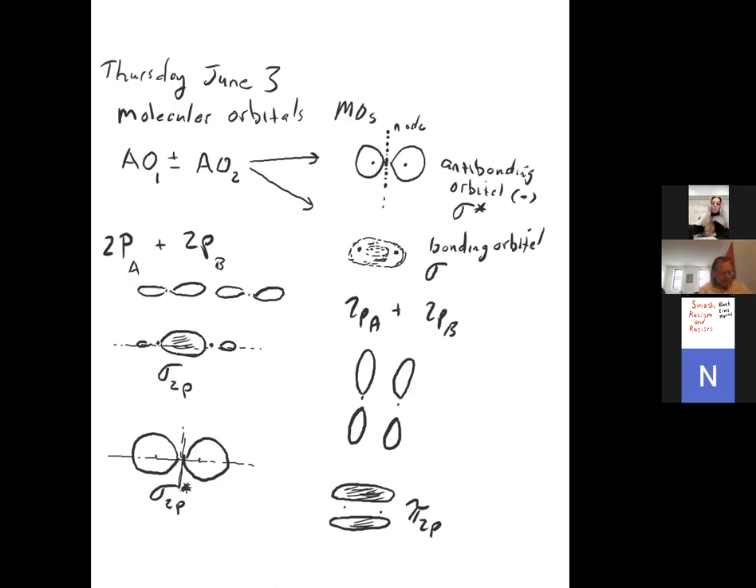But the idea here is you cannot draw a straight line through both nuclei and through the orbital, right? The orbital is above and below where the nuclei are. So you can't draw a line through all three. So we don't call it a sigma. Sigma is when you can draw a line through both nuclei and through the orbital. Okay. And then you can get an antibonding as well.